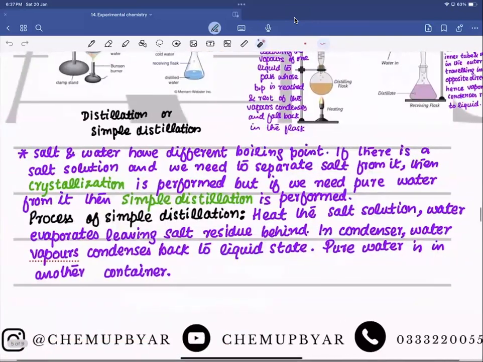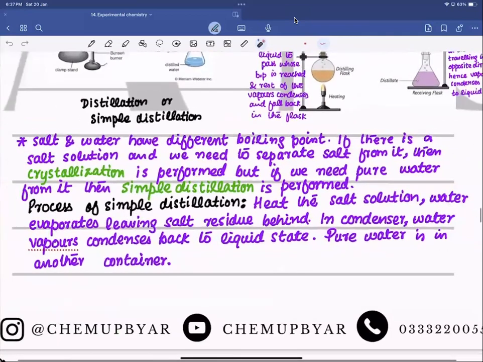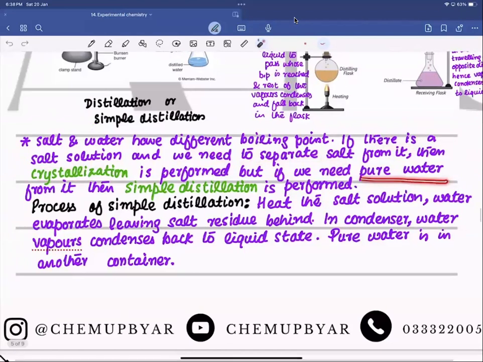Okay. So see, that's what I have discussed earlier. Salt and water have different boiling points. So if there is a salt solution and we need to separate salt from it, what will we do? We will do crystallization. But from the salt solution, if we need to separate pure water, then we will do simple distillation. And this is the process.